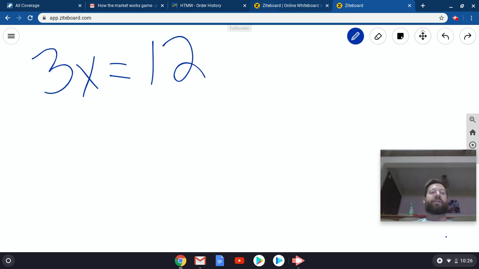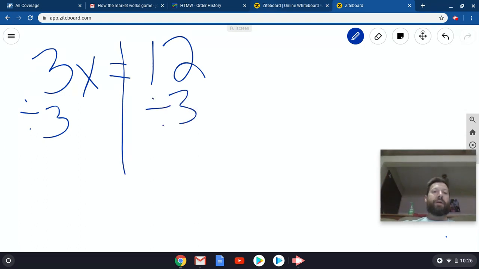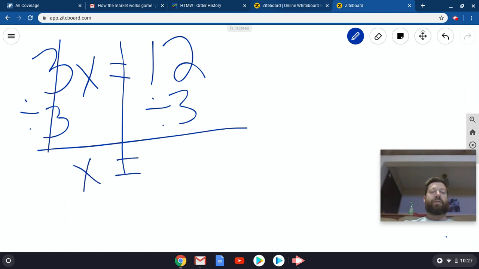In order to get rid of that 3, since this says 3 times x, I'm going to divide both sides of the equal symbol by 3. Many of you probably are thinking, Mr. Parr, we've done this all year long, and you're right. So we're going to do a little bit of review this week. 3 divided by 3 cancels. I'm left with x. 12 divided by 3 equals 4, so I'm left with x equals 4. And my answer is x equals 4.